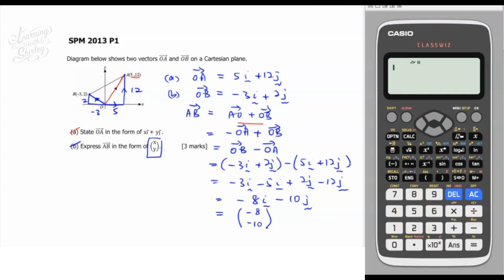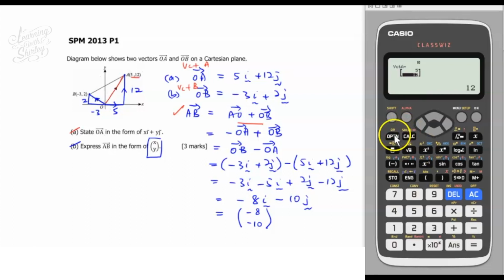Now I'm going to teach you how to double check your answer for B using the Casio ClassWiz calculator. I'm going to define my vectors. Let's say OA is vector A, and vector B will be OB. After that we're going to find AB. First, define vector A. Go to menu, press right until you see vector, which is number 5, and then define vector A, which is number 1. The dimension is 2, so key in 5 equals, and then 12 equals.